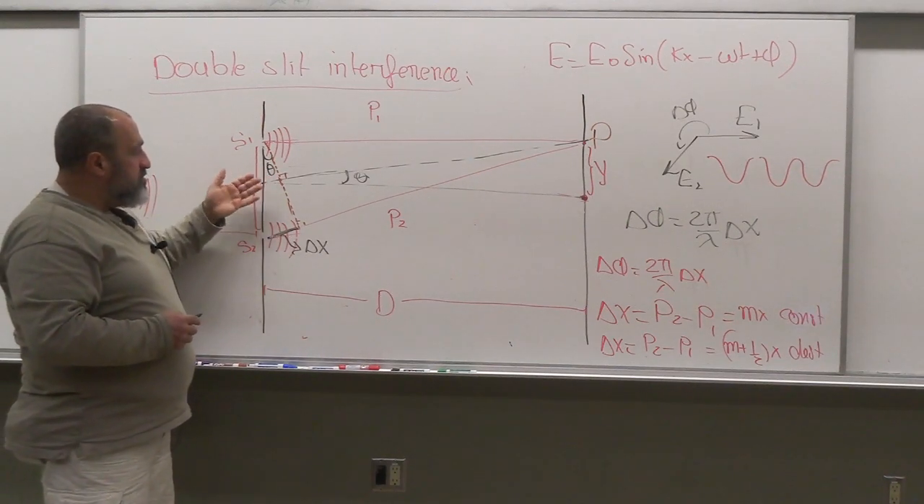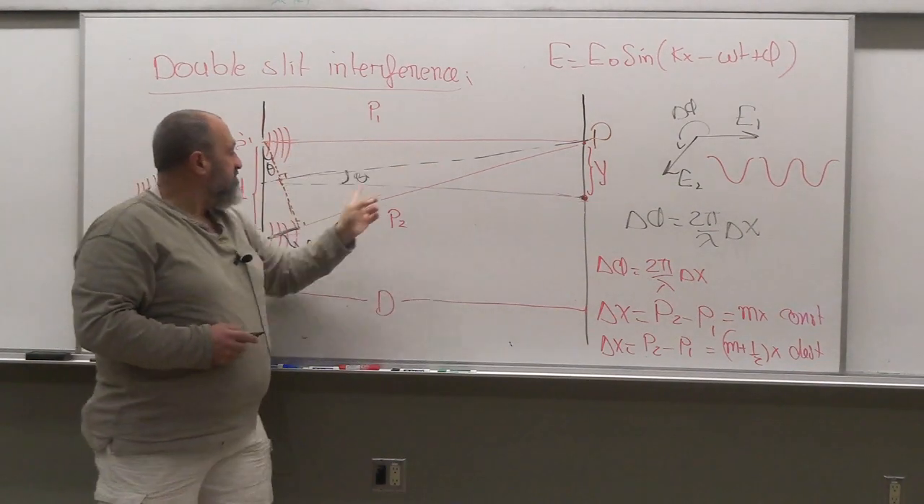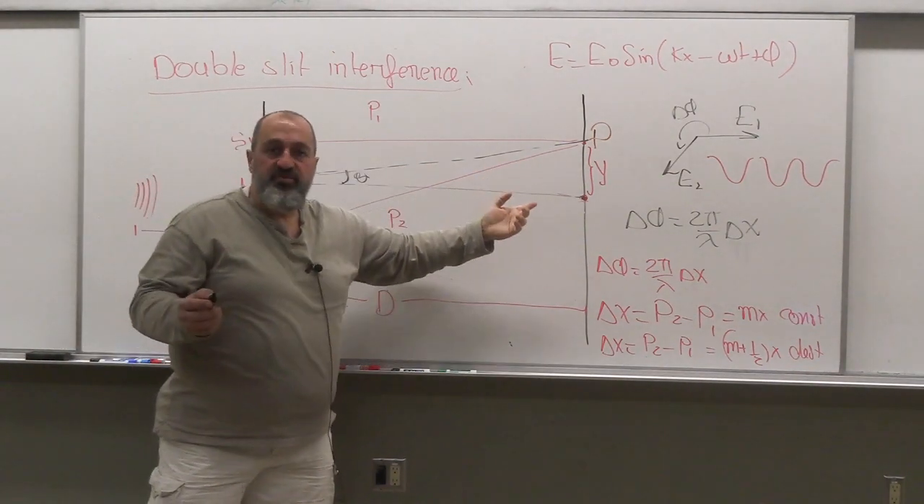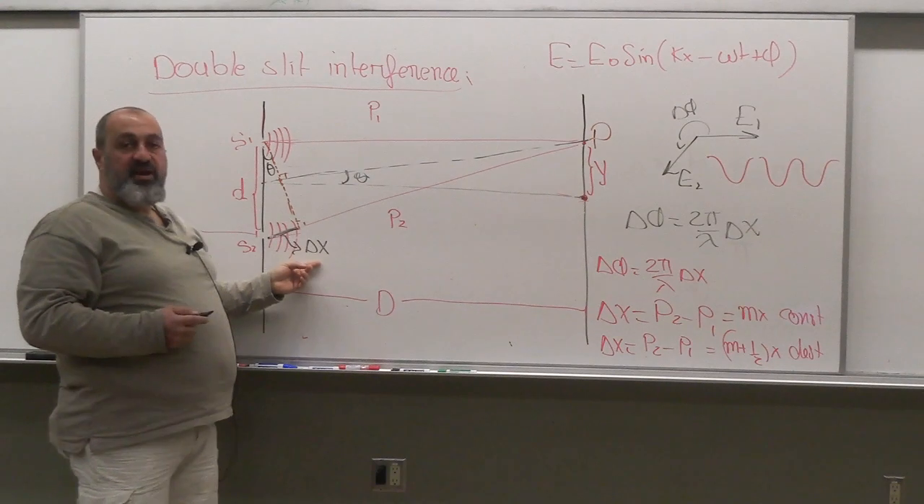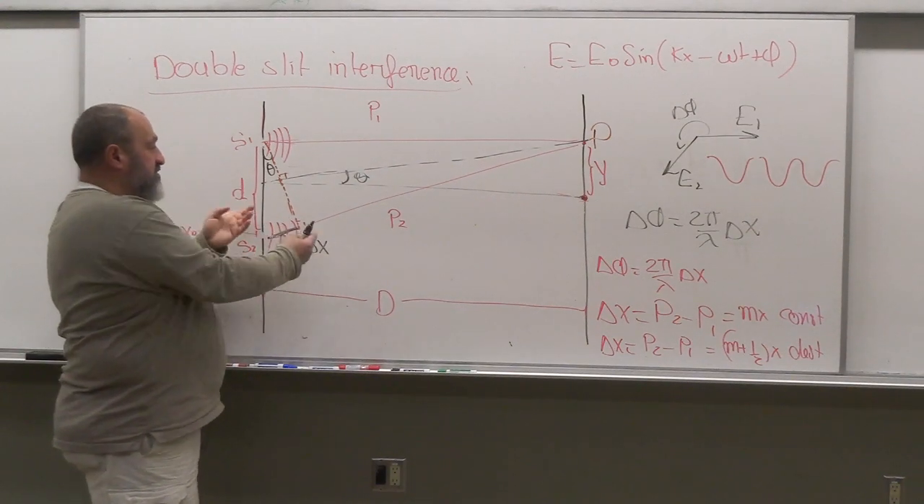So now we understand that from here on, the path is the same, and our key is always what? The path difference is what we want to find, and it's that distance here. What is that going to be equal to?